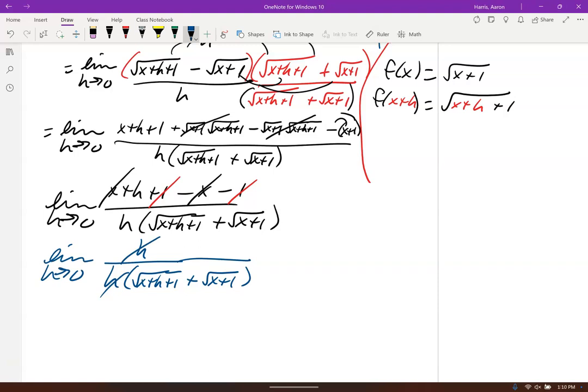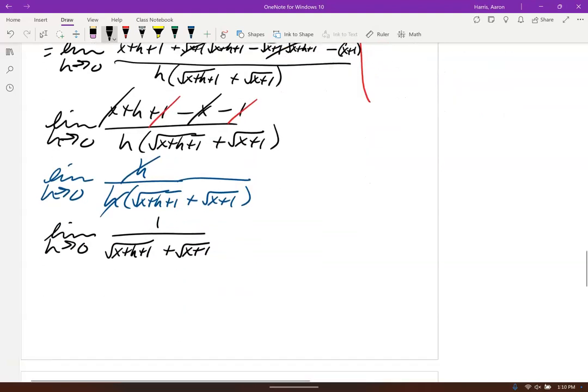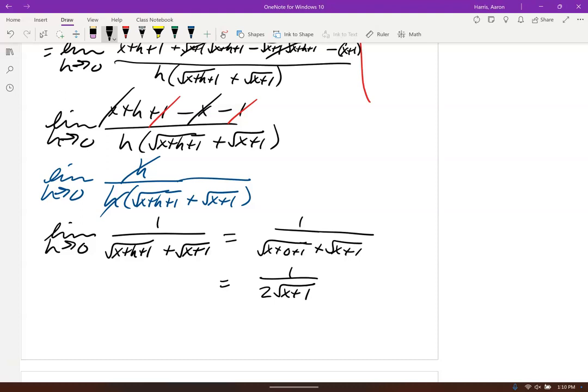It does cancel, so I'm just left with a 1 on top. So 1 over square root of x plus h plus 1 plus square root of x plus 1. This is the limit as h goes to 0. Now I can throw my 0 in. So x plus 0 plus 1 plus square root of x plus 1. So I get 1 over square root of x plus 1 plus another square root of x plus 1 is 2 of these square root of x plus 1s. And that is my derivative, f prime of x.